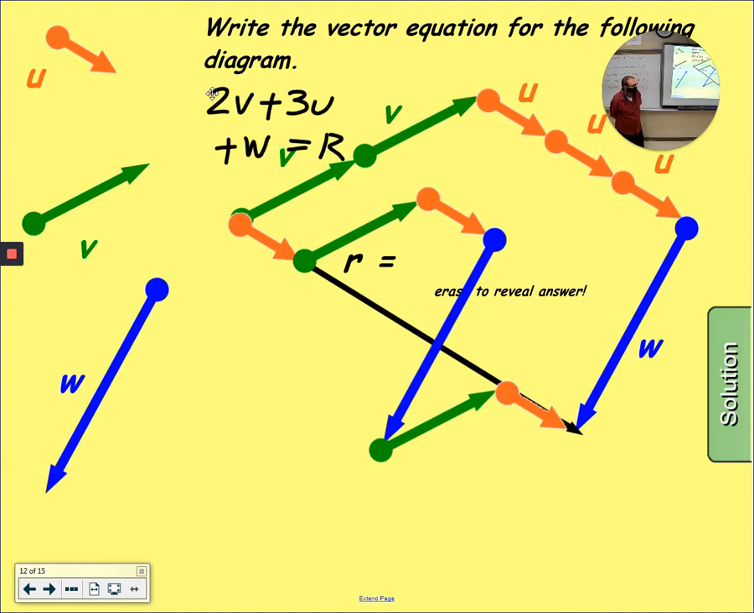Well, make sense? Yes. Okay. Another way to think about it: if you're playing chess and you're moving the knight, does it matter if you go up 2 and over 1, or over 1 and then up 2? You're going to get to the same spot, right? Same thing with vector addition.